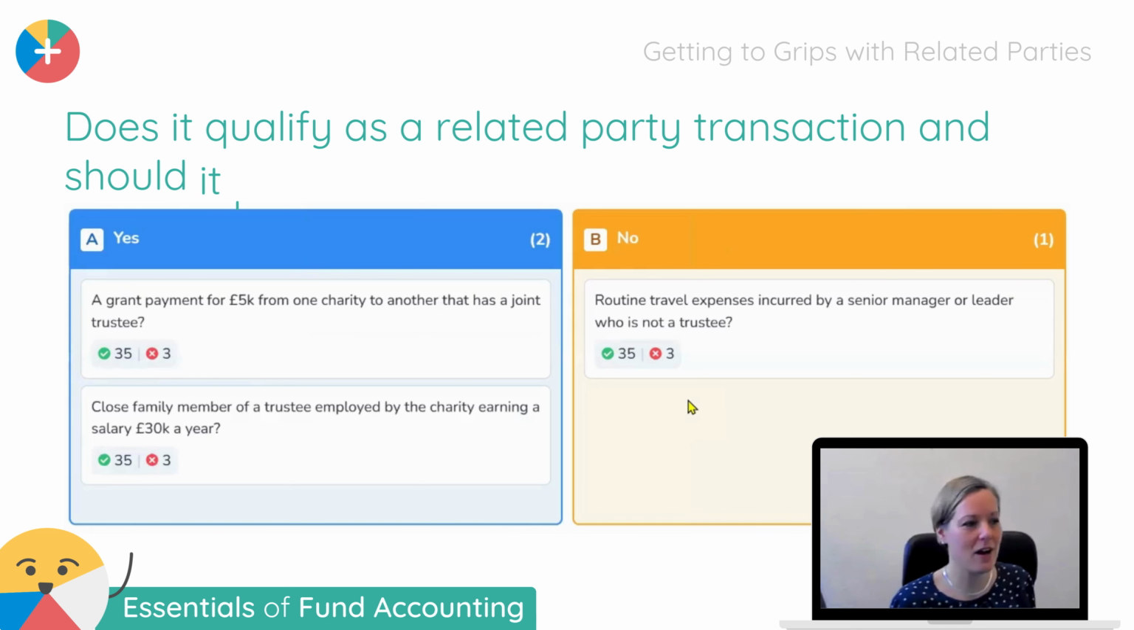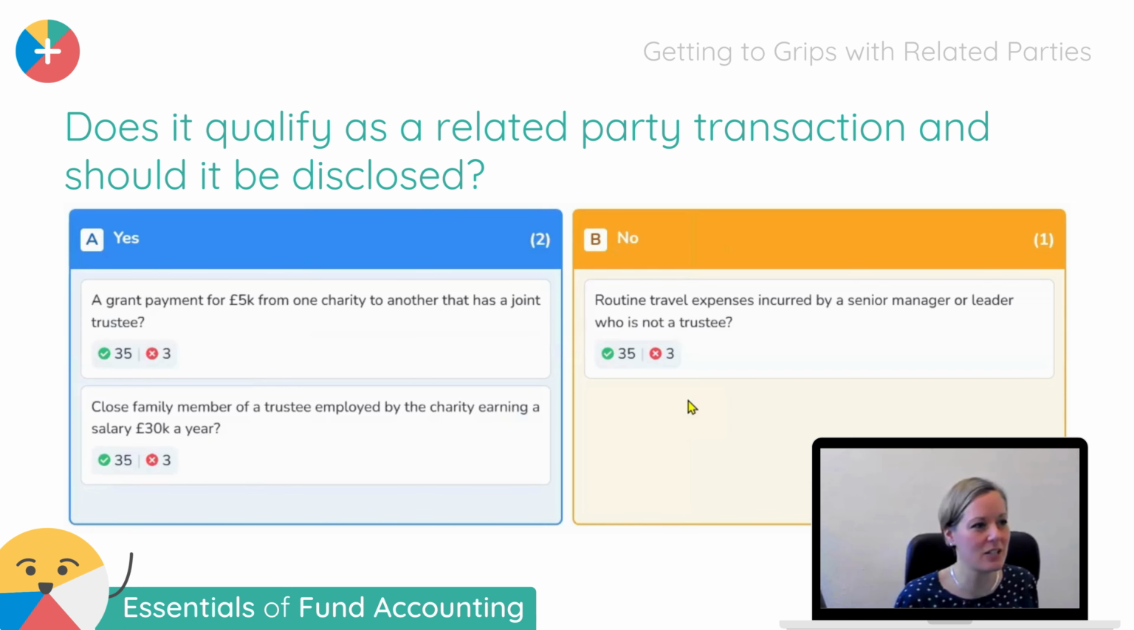Most people have got those answers right. If you have a grant payment of £5,000 from one charity to another with a joint trustee, the joint trusteeship makes it a related party transaction. Fantastic. And then also a close family member who's employed by the charity, because they're a close family member, that is a related party transaction, and that would need to be disclosed in accrual accounts. And you've said yes, routine expenses by a senior manager or a leader wouldn't need to be disclosed unless they are a trustee or they have significant influence over the charity.